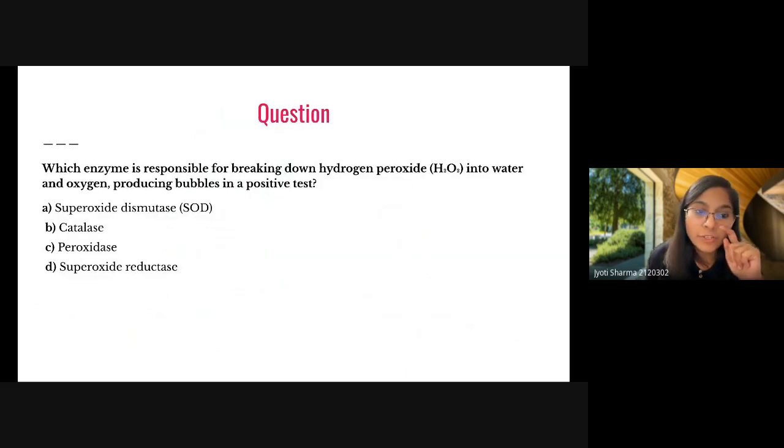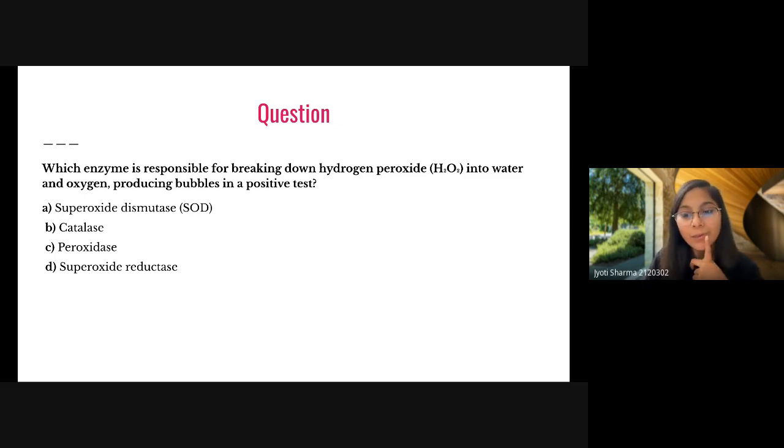Okay, which enzyme is responsible for breaking down hydrogen peroxide into water and oxygen, producing bubbles in a positive test? For example, if you want to break down hydrogen peroxide into water and oxygen, you need some enzyme, and that enzyme will convert it into water and oxygen, and this water and oxygen will give you the bubbles in the positive test. What kind of enzyme can we use to break down hydrogen peroxide? The options are superoxide dismutase, catalase, peroxidase, and superoxide reductase.